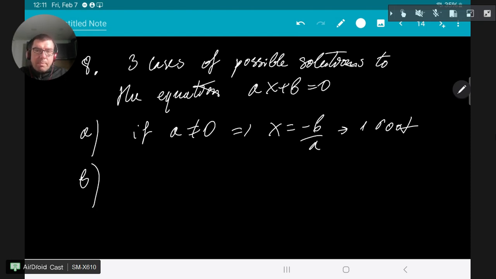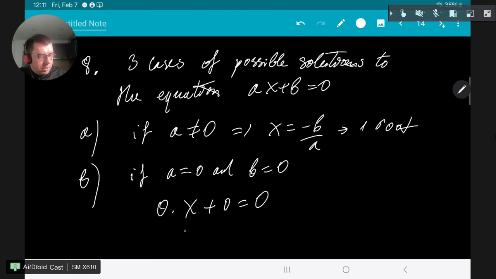But what happens if a and b are both equal to 0? So if a equals 0 and b equals 0, what I have is 0 times x plus 0 equals 0, 0 times x equals 0. And now, how many roots do I have in this case?